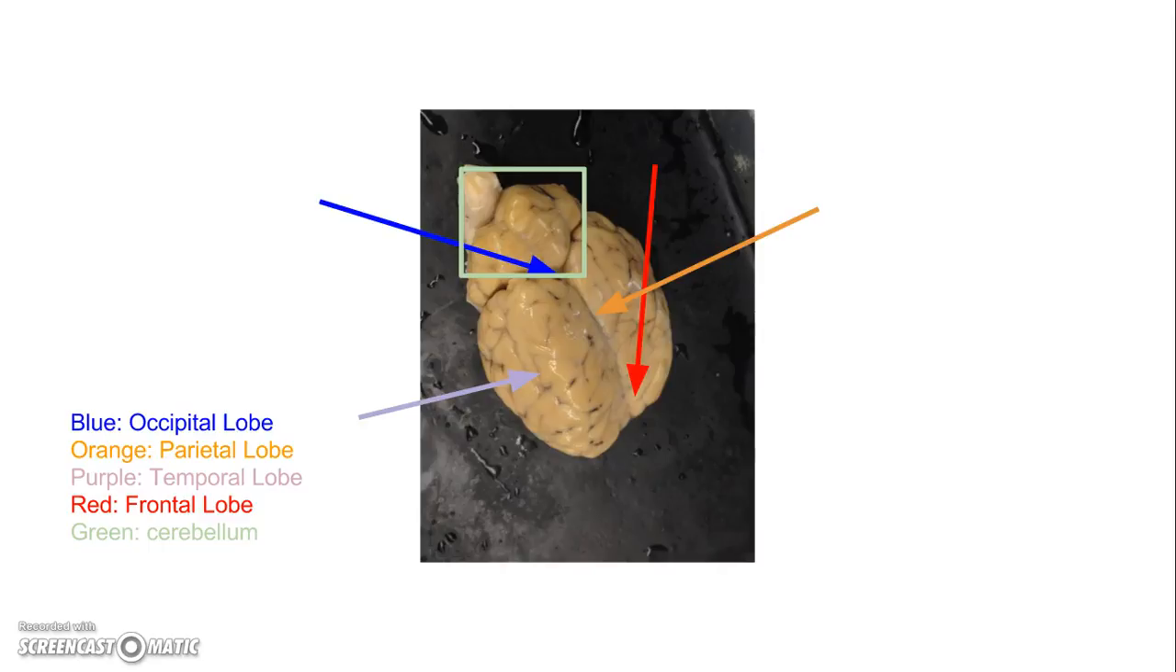Temporal lobe controls your auditory perception and memory, which is the purple arrow. The cerebellum controls muscle movement and balance, indicated by the green square.